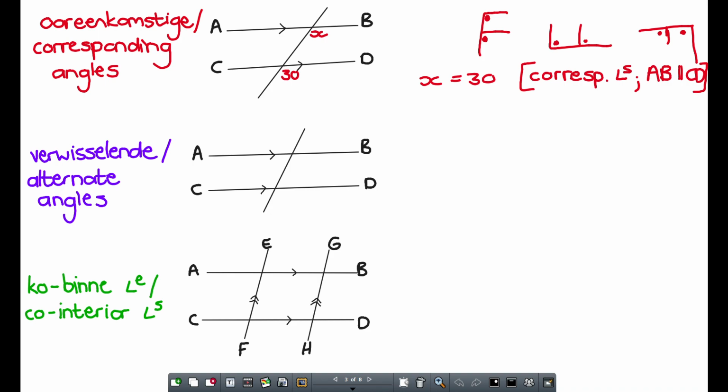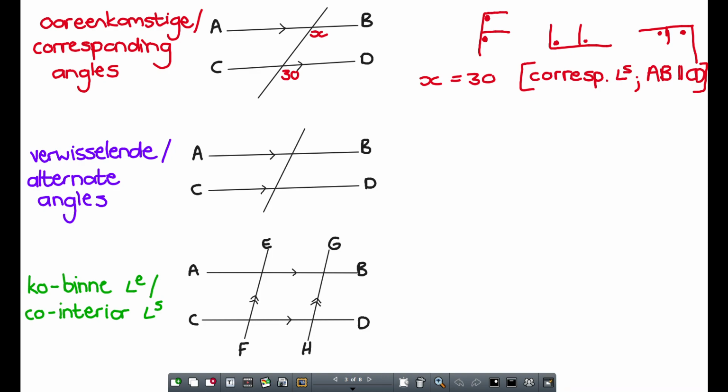So we said when we have parallel lines, we've got to look for three things. Ons kyk vir ooreenkomstige lyne, ooreenkomstige hoeke, verwisselende hoeke en ko-binnehoeke. Okay, so we did the corresponding angles. Same applies according to the rule right here at the end when we do the other two.